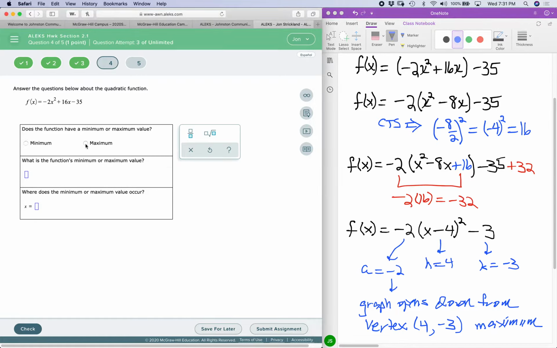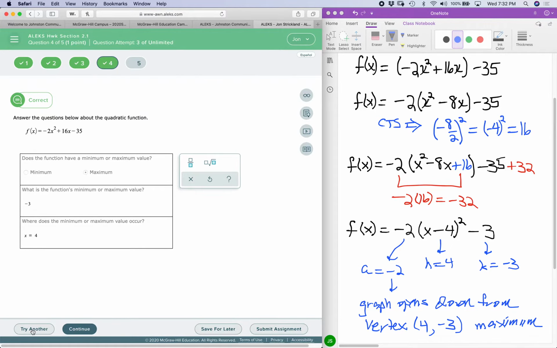The function's maximum value is the y, or k, coordinate, so that is negative 3. And the maximum occurs at x equal to 4. And upon checking, we have the correct result.